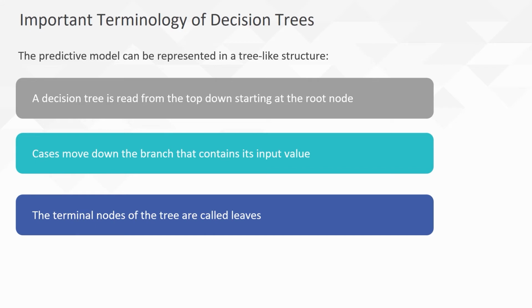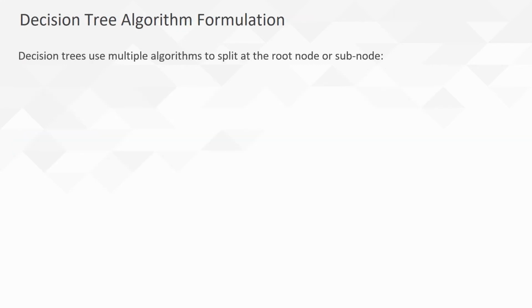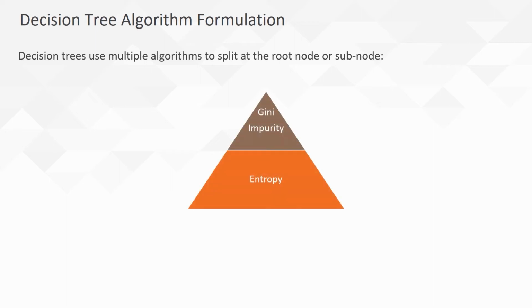The terminal nodes of the tree are called leaves. The leaves represent the predicted target. Decision trees use multiple algorithms to split at the root node or subnode. A decision tree goes through all of the features and picks the feature on which it can get the most homogeneous subnodes. For classification tasks, it decides the most homogeneous subnodes based on the information gained. This information can be calculated using either of these three algorithms: Gini impurity, entropy, and misclassification rate.